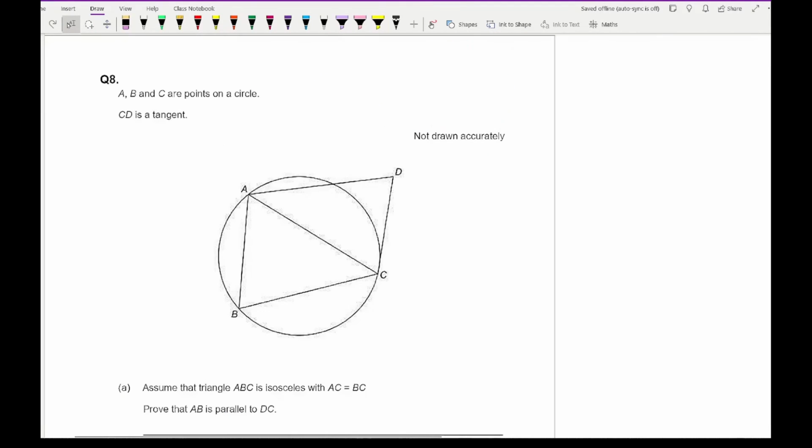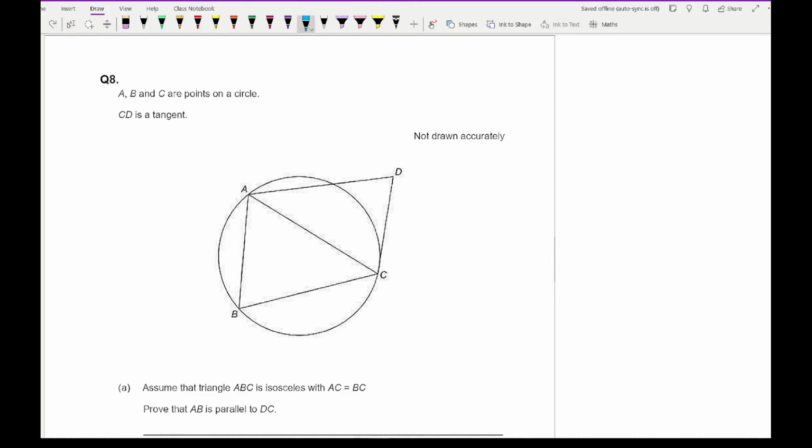So looking at question 8, it says that A, B, C are points on a circle, and CD is a tangent. For part A, the question says to assume that the triangle ABC is isosceles with AC equals BC. I want to prove that AB is parallel to DC. Now there are several ways in which you can do this, but I'm just going to go for one common way rather than make this video last longer than it needs to be.